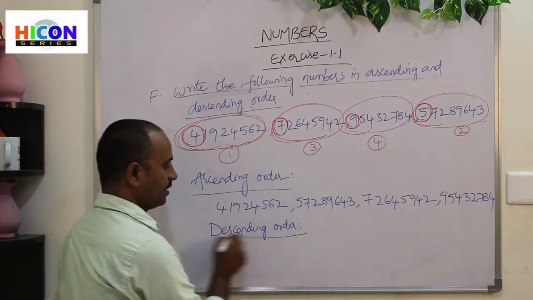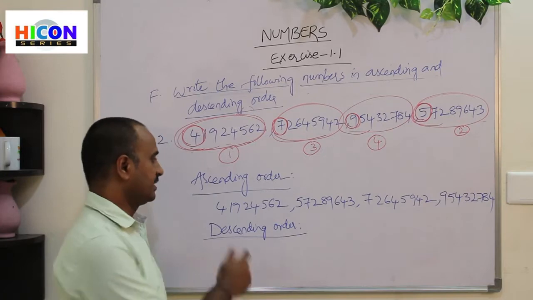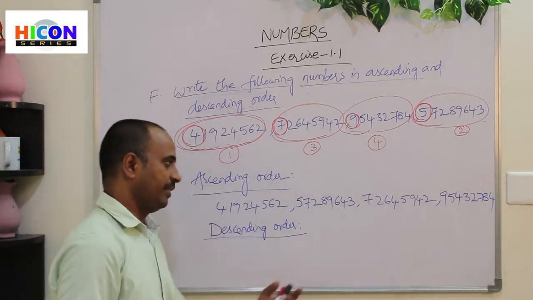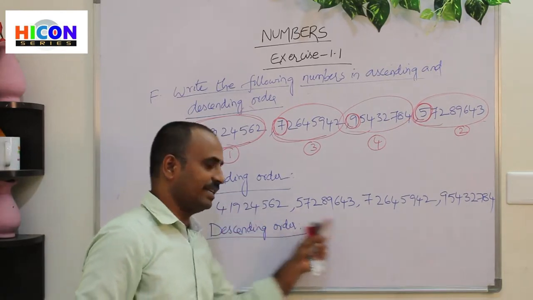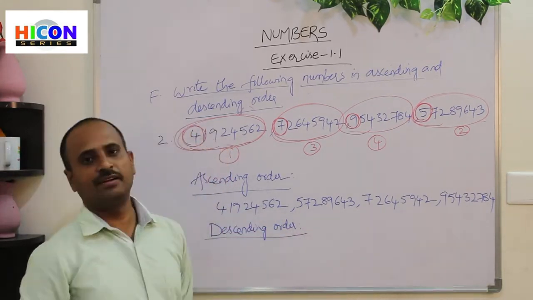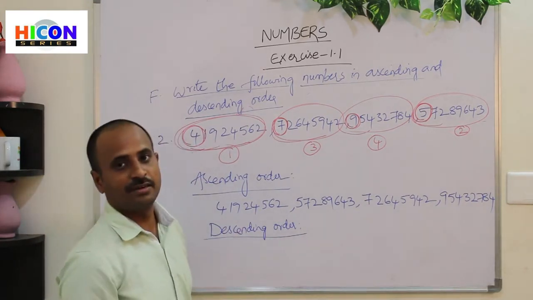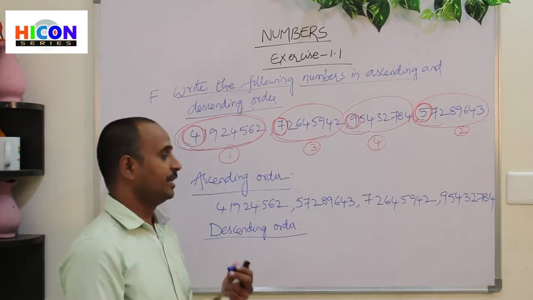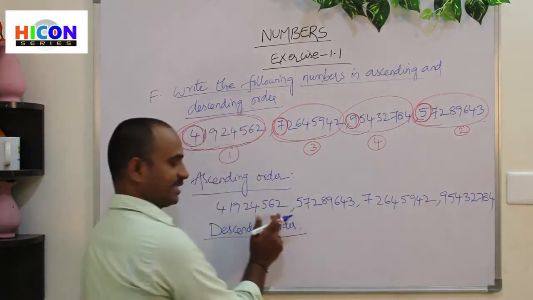So descending order can be obtained simply by reversing the ascending order. If we reverse the ascending order, we will get the descending order. If we reverse the descending order, we will get the ascending order. So just reverse the order of the numbers in ascending order.